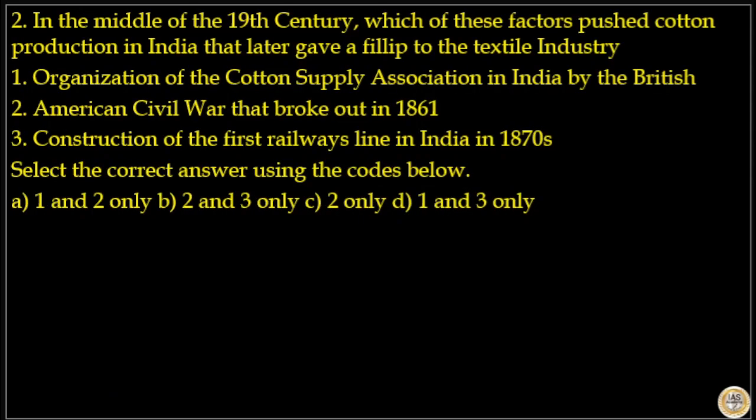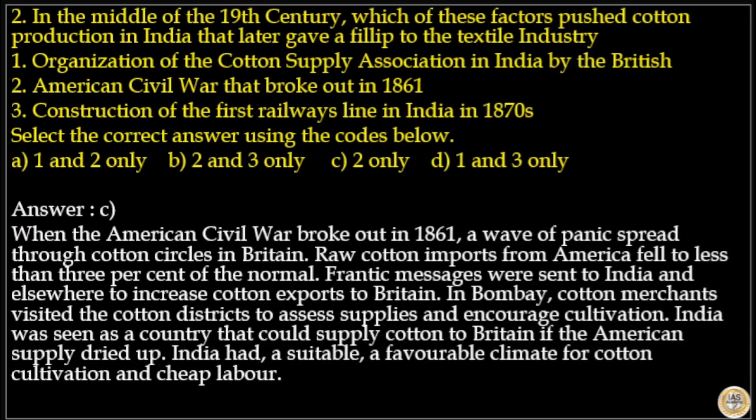Next question is, in the middle of 19th century, which of these factors pushed cotton production in India that later gave a fillip to the textile industry? Options are Organization of Cotton Supply Association in India by British, American Civil War that broke out in 1861, construction of the first railway lines in India in 1870s. Select the correct answer using the codes given below. Here, answer to this question is option C. That is American Civil War that broke out in 1861.